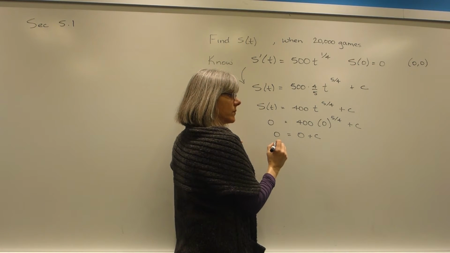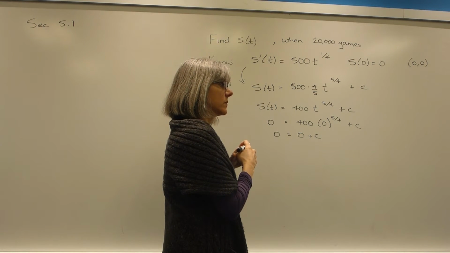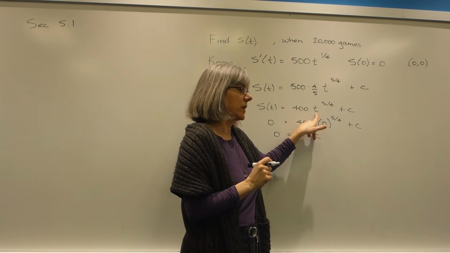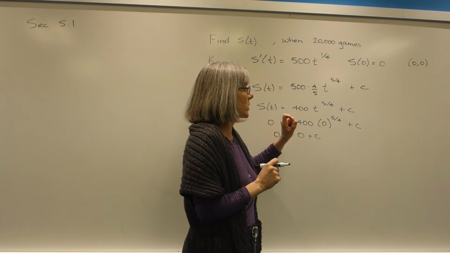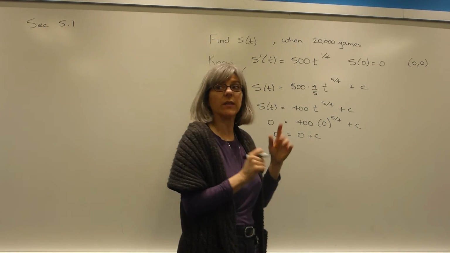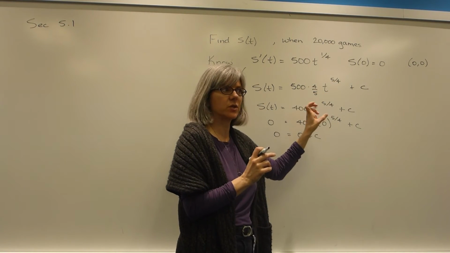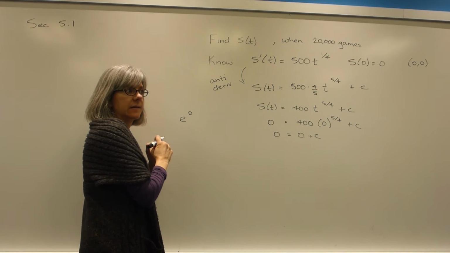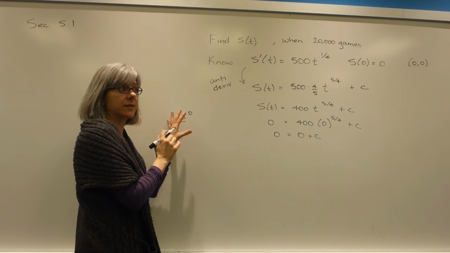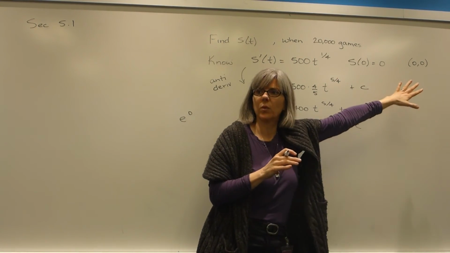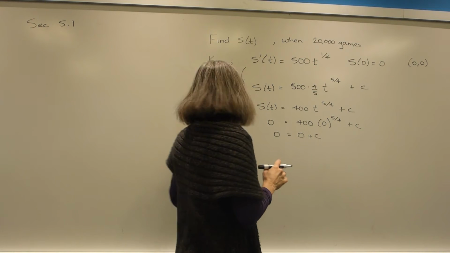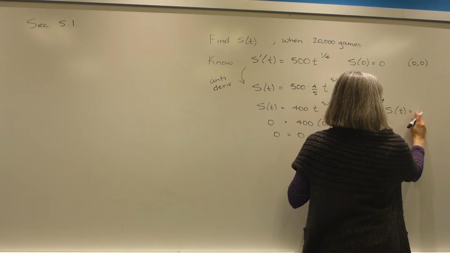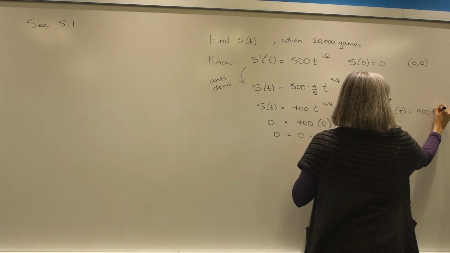If they give you S of 0 equals 2, it would be just 2. Let me back up for a minute. In this case, this one starts at 0, 0, because this is a power. So if you were to start with a log function, that wouldn't be true. So you have to be a little bit careful. This only works in power situations, not exponential situations, because what is e to the 0? Is that 0? If we had an e to the x in here, e to the 0 is not 0. So the only time that this idea of it being the y-intercept works is when you have a power. Okay, so finally then we have S of t equals 400 t to the 5/4.